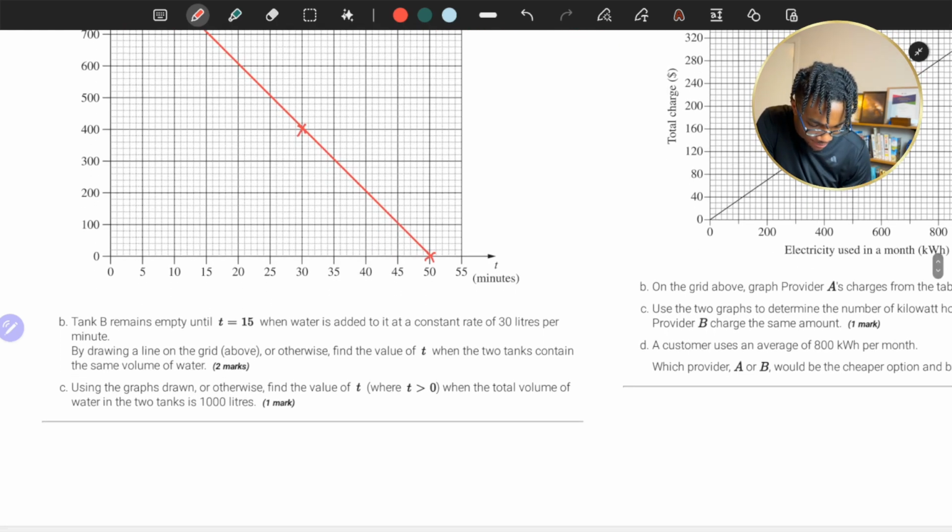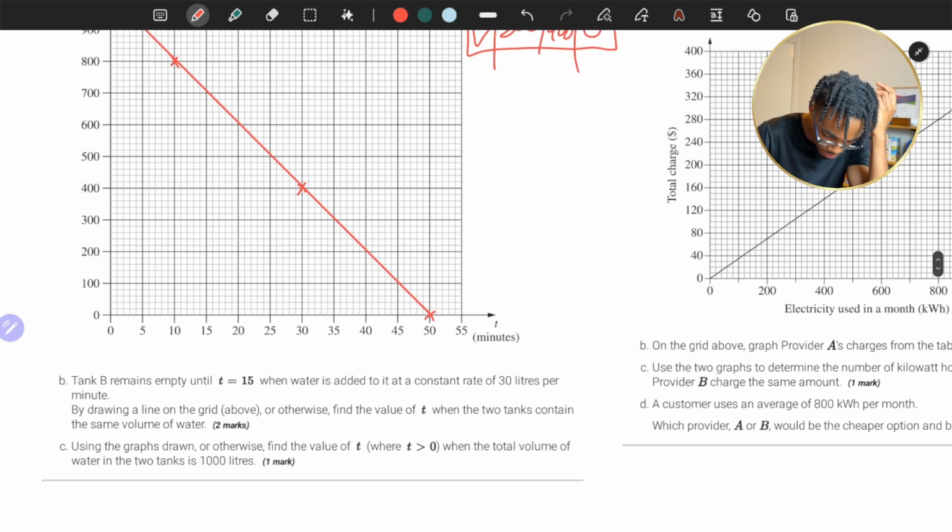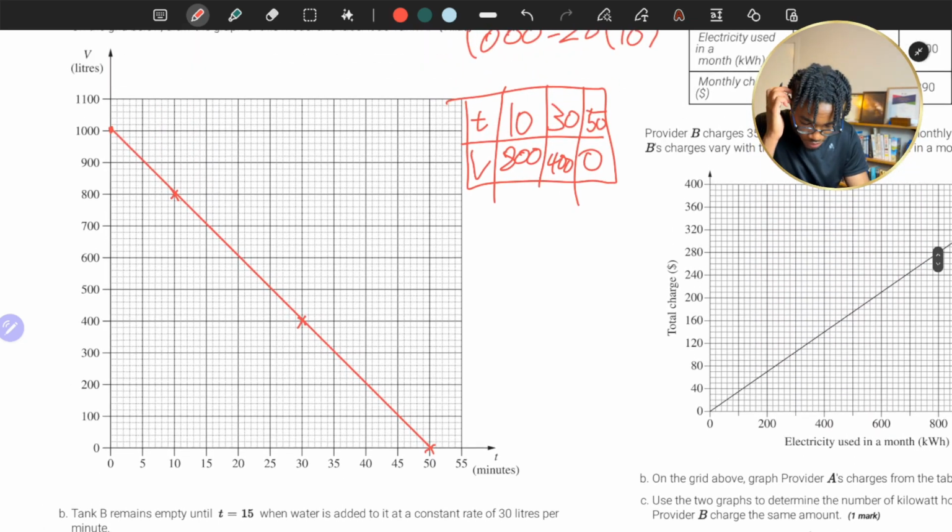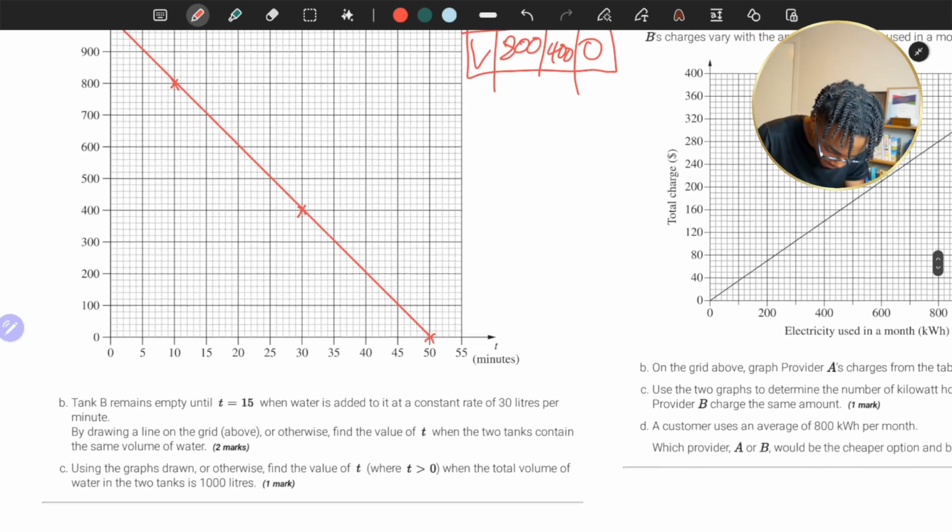Tank B remains empty until T equals 15. So when water is added to it, at a constant rate of 30 liters per minute. By drawing the line on the grid or otherwise, find the value of T when the two tanks contain the same volume of water. Right. So for this, you could do it with the substitution method, or you could do it with drawing the line.